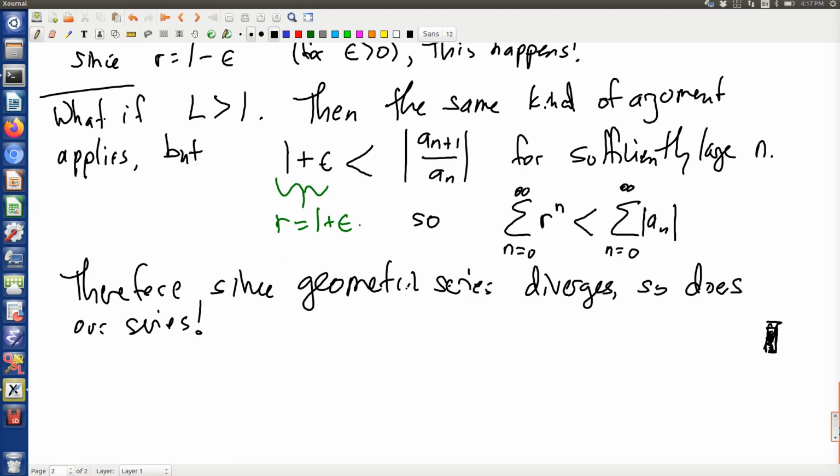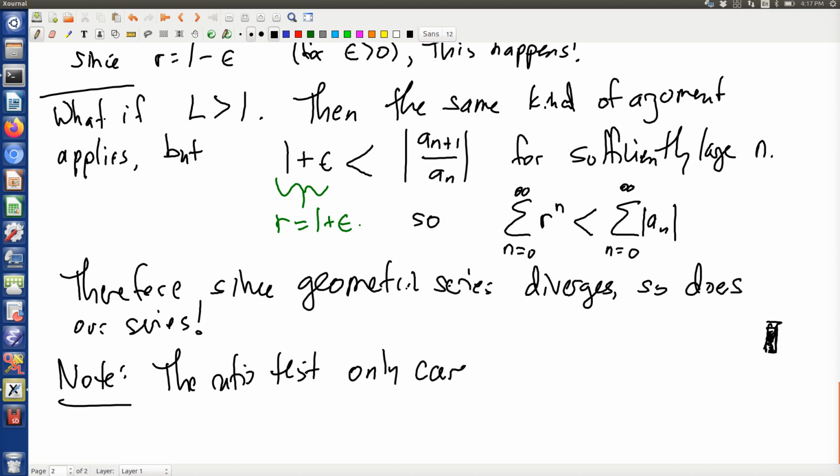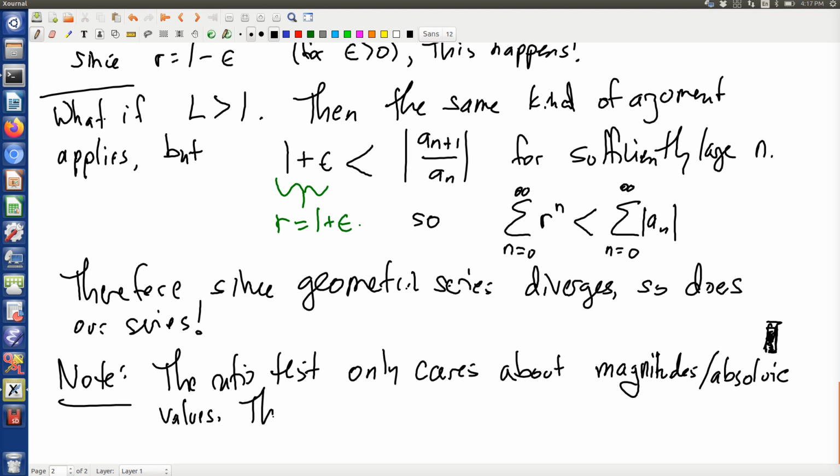One little comment. The ratio test only cares about magnitudes or absolute values. Therefore, it implies absolute convergence or divergence.